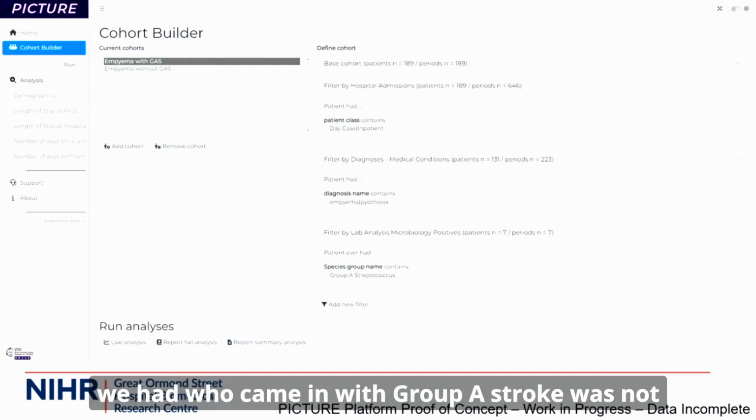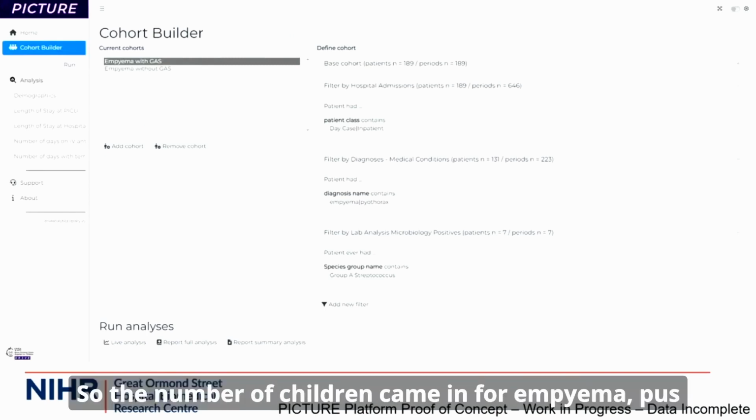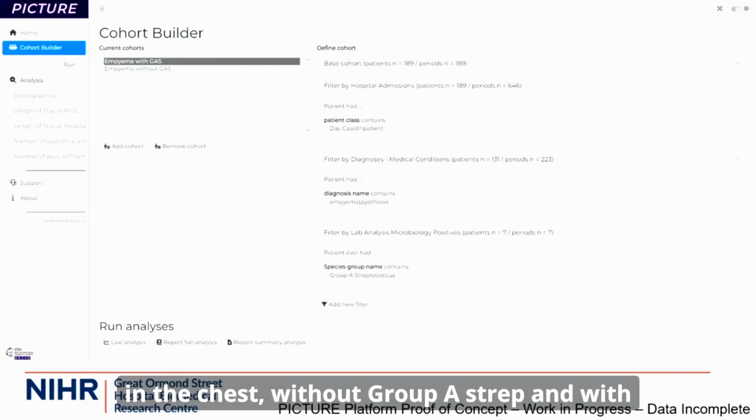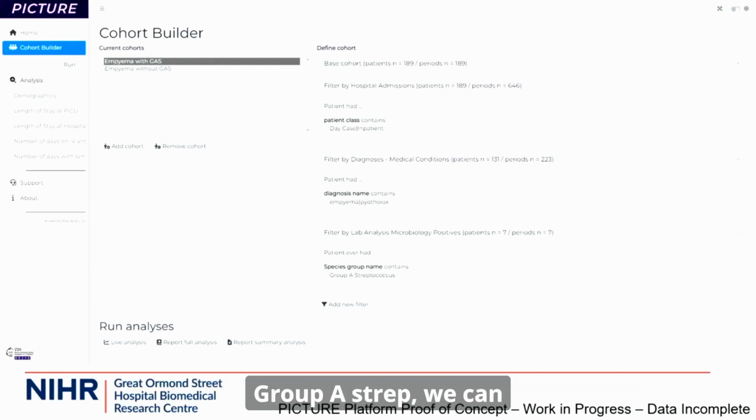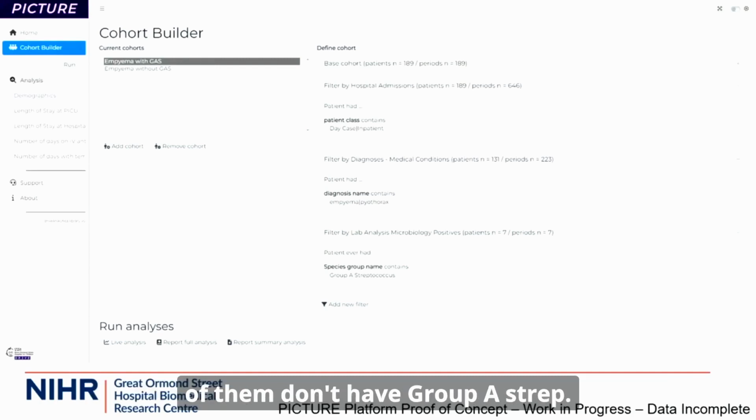So the number of kids we had who came in with group A strep was not massive, but we can build this cohort using this tool. So the number of children who came in with empyema, pus in the chest, without group A strep and with group A strep, we can just chuck cohorts together and you can see the numbers, unless you're at the back, which is we've got about 189 patients. Most of them don't have group A strep.